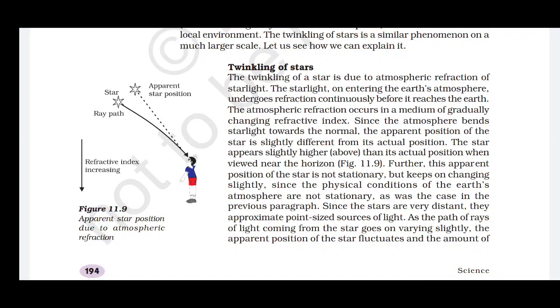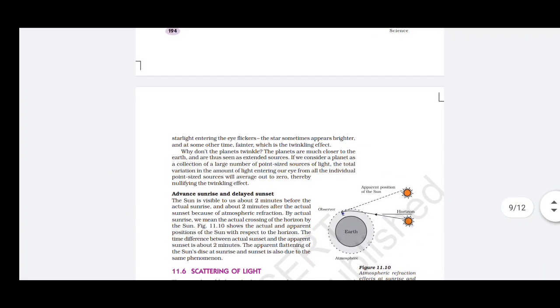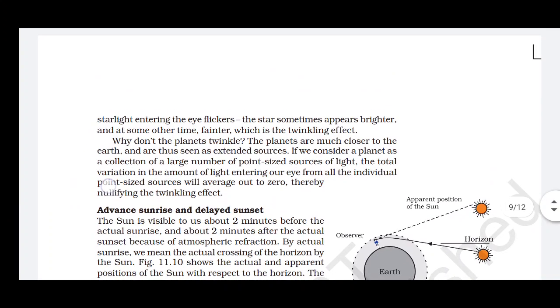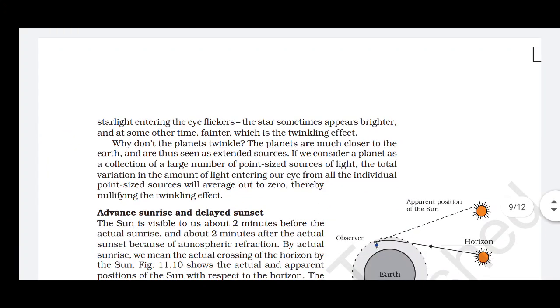Further, this position of the star is not stationary but keeps on changing slightly. Since the physical conditions of the Earth's atmosphere are not stationary, and the stars are very distant, they are approximate point-sized sources of light. As the path of rays of light coming from the star goes on varying slightly, the apparent position of the star fluctuates and the amount of light entering the eye flickers. The stars sometimes appear brighter and at some other time fainter, which is the twinkling effect.